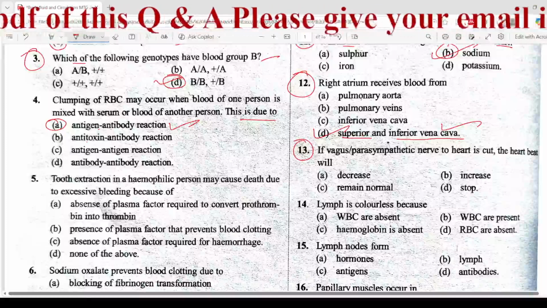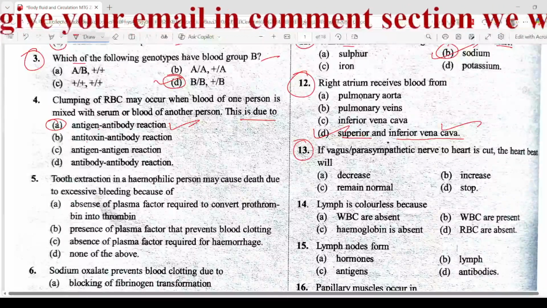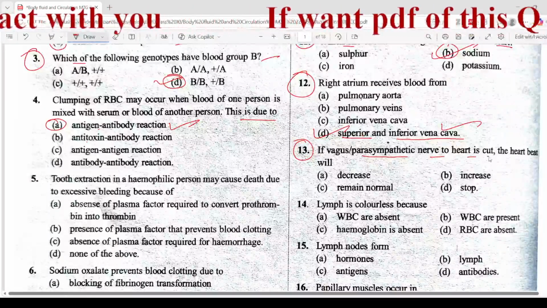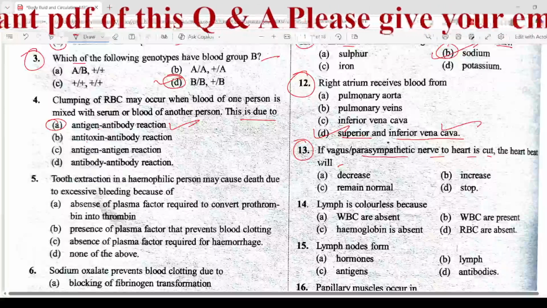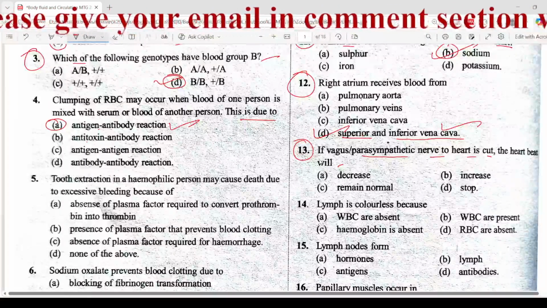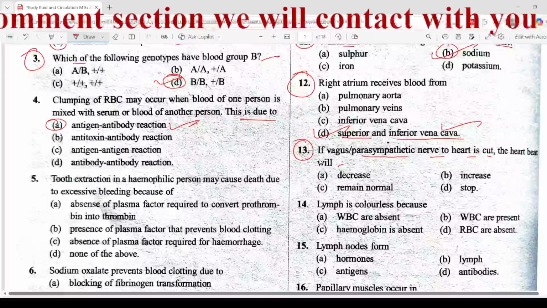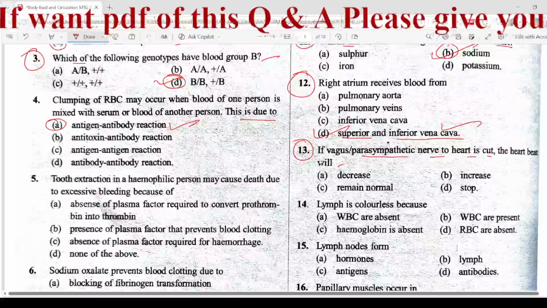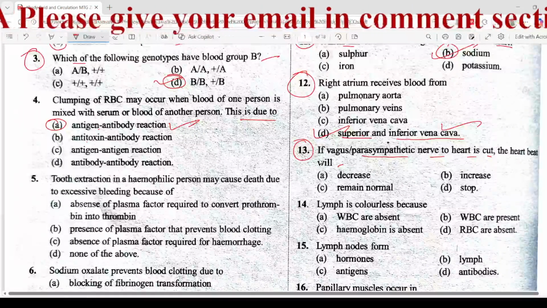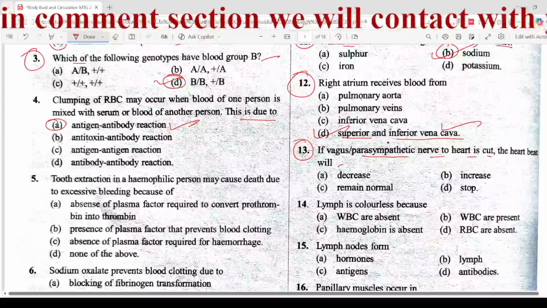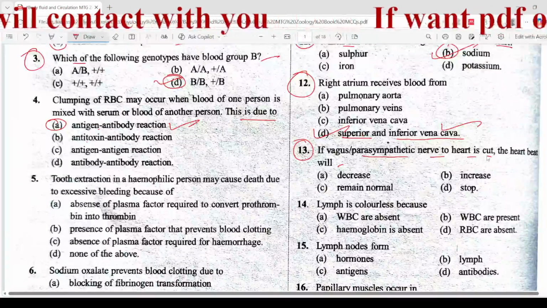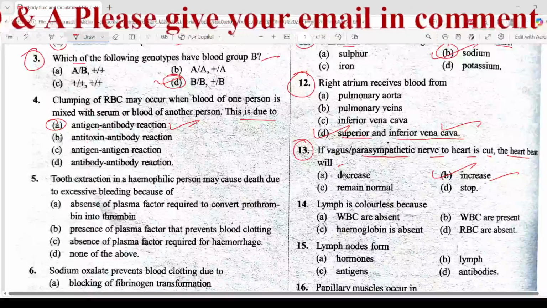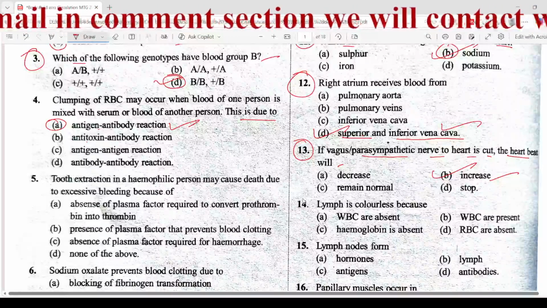Next question: if the vagus or parasympathetic nerve to the heart is cut, the heartbeat will. Four options are given. If the sympathetic nerve or vagus nerve is cut, then what will happen to the heart? You have to choose the correct answer. Question number 13 is a very important question. What happens to the heartbeat? The heartbeat will increase. So the correct answer for this question is option B.